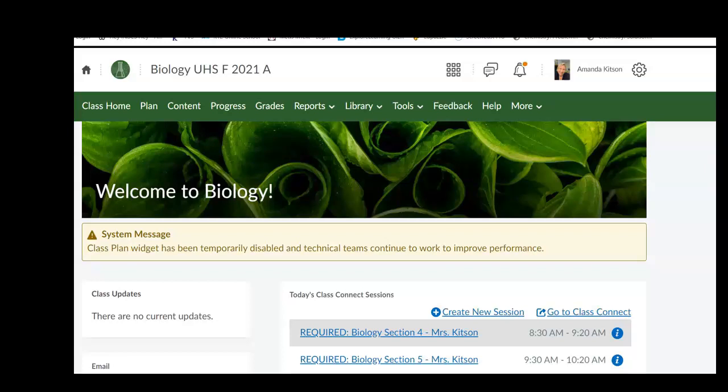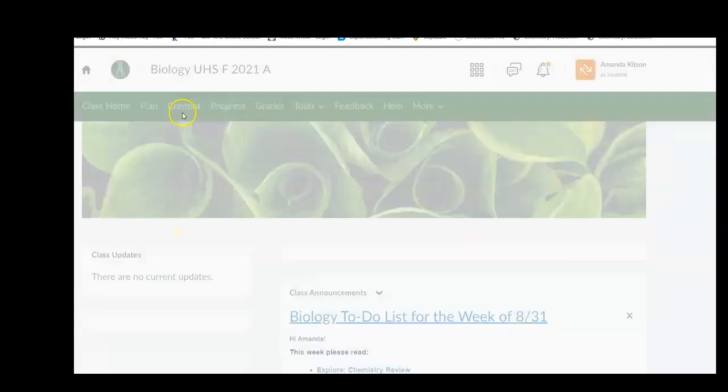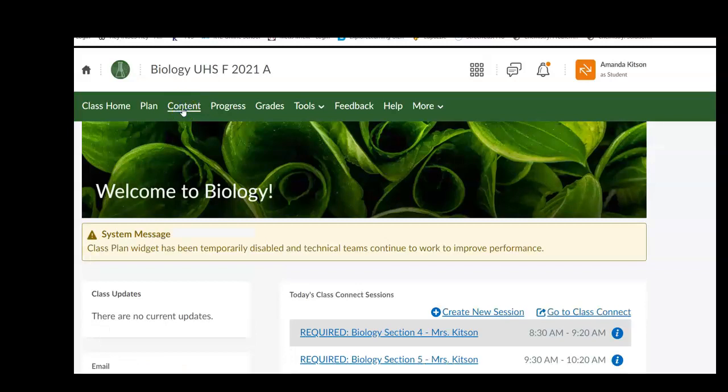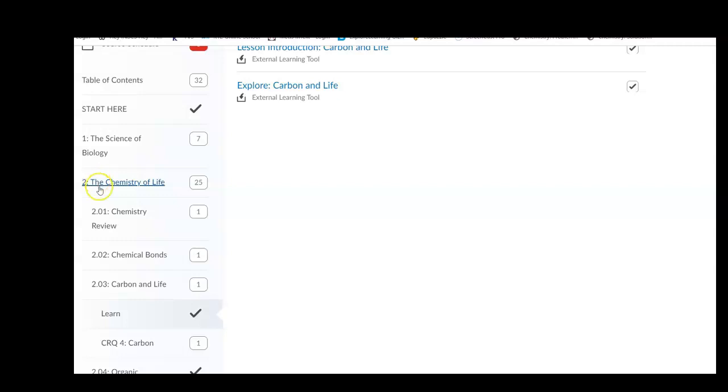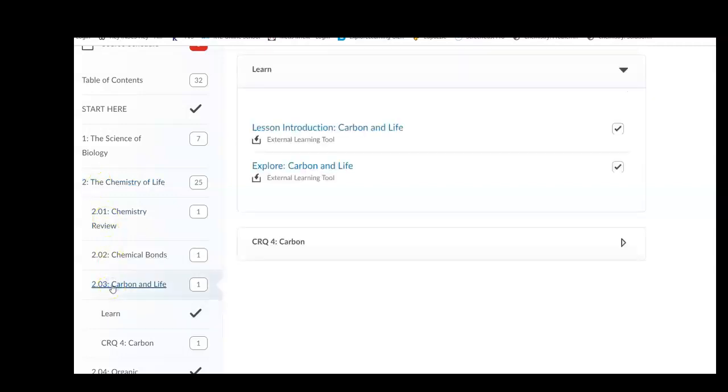It's CRQ number 4. If you can't get to it through your class plan, you can get to it through content. So if you go ahead and click on content right here, it should take you to Unit 2. You can click on 2.03 Carbon and Life. And then you'll see CRQ 4 right here, and then here is your CRQ. You can also click on it right here.